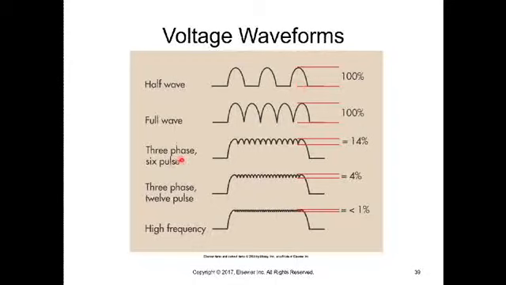Your 3-phase, meaning that it's going 3 times through your 60th of a second cycle, 6 pulses. Okay, so moving on down here, you've got 3 times, it's going to go 12 pulses per cycle.